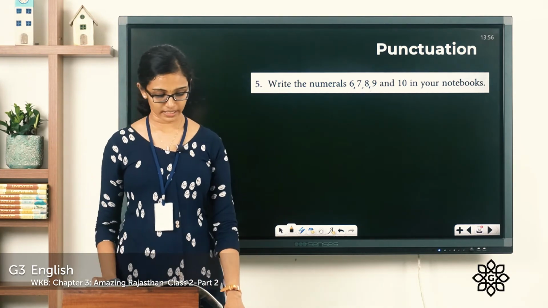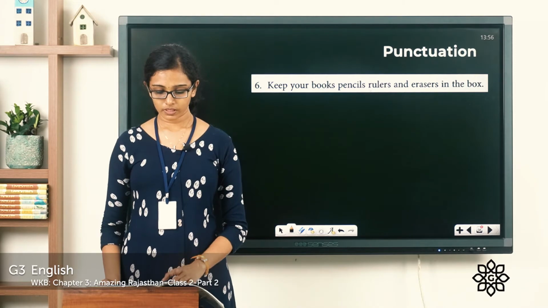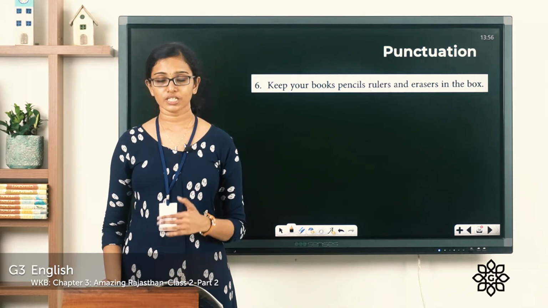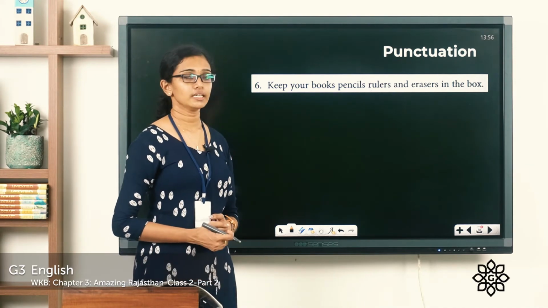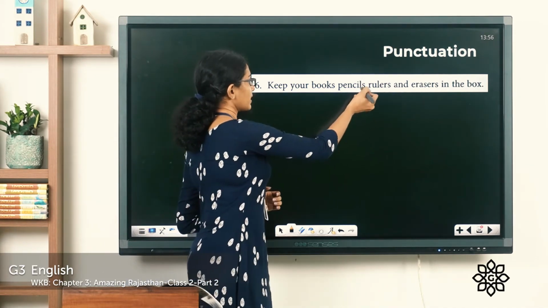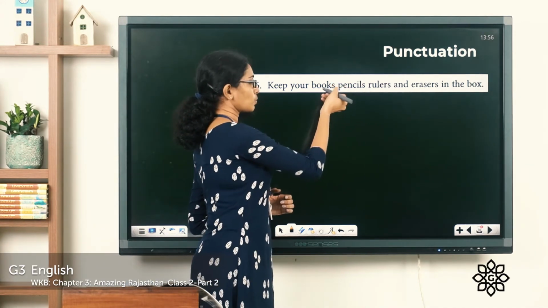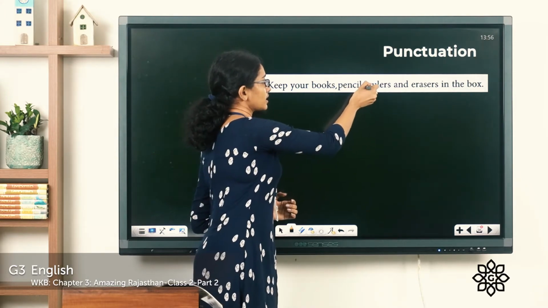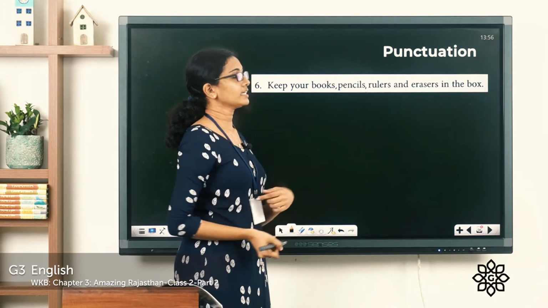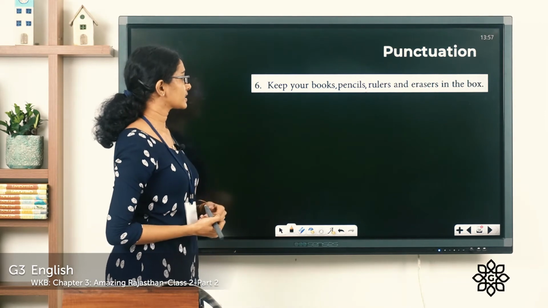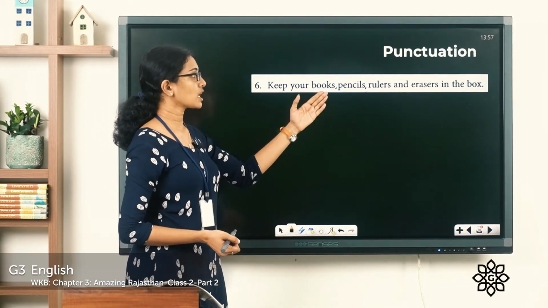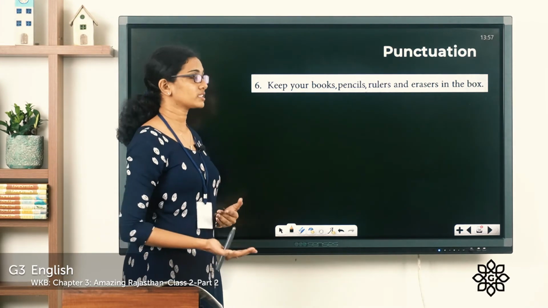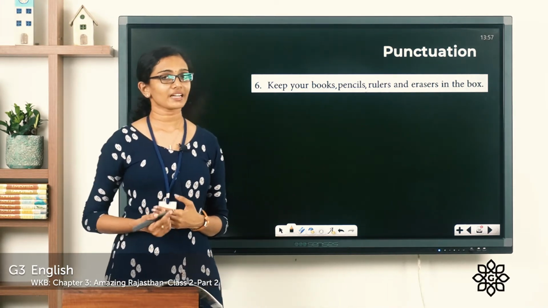Now, the last question. Keep your books, pencils, rulers and erasers in the box. So, there are different items here. Let's see how we can insert commas here. Keep your books, 1 item, pencils, another one, rulers and erasers. So, let's read this sentence once again. Keep your books, pencils, rulers and erasers in the box. Hope you are clear with this.